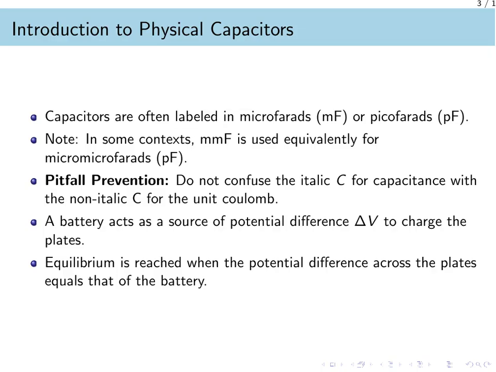To charge a capacitor, we use a battery as a source of potential difference, or voltage. When the plates are connected to the battery, an electric field is established in the wires, driving the movement of electrons. This process continues until the potential difference across the capacitor plates exactly matches the potential difference of the battery. At this point, the system reaches equilibrium and the flow of charge stops.